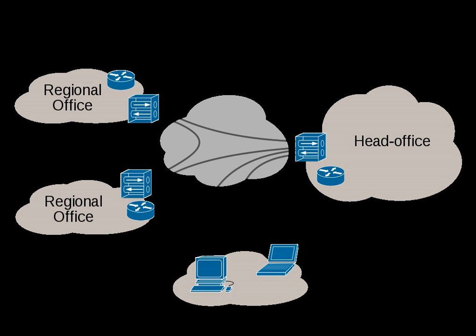RDs disambiguate otherwise duplicate addresses in the same PE. PEs understand the topology of each VPN, which are interconnected with MPLS tunnels, either directly or via P routers. In MPLS terminology, the P routers are label switch routers without awareness of VPNs.